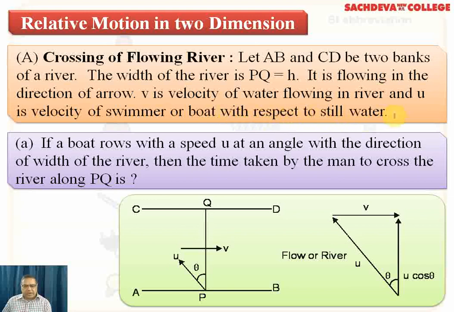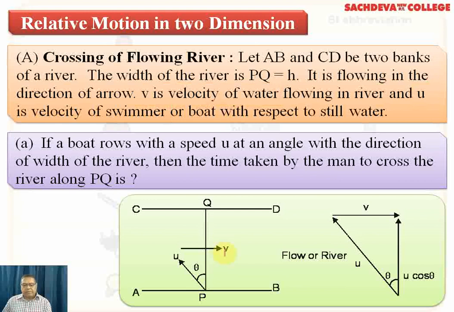So once more I will explain. Here our assumption is AB and CD are the two banks of the river. The width of the river is PQ and the value of PQ is taken as H. It is flowing in the direction of the arrow and this arrow is indicated by V. V is the velocity of water flowing in the river. U is the velocity of the swimmer or boat with respect to still water.